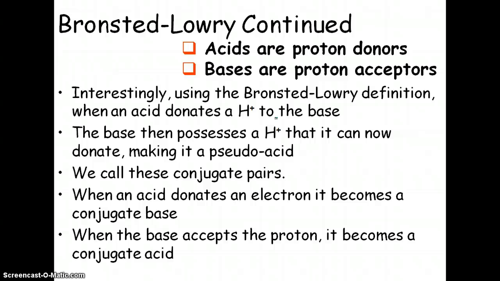Okay, so when an acid donates an electron, it shouldn't say an electron, it should say proton. That's my bad. So when an acid donates a proton, it becomes a conjugate base. And then when the base accepts the proton, it becomes the conjugate acid.